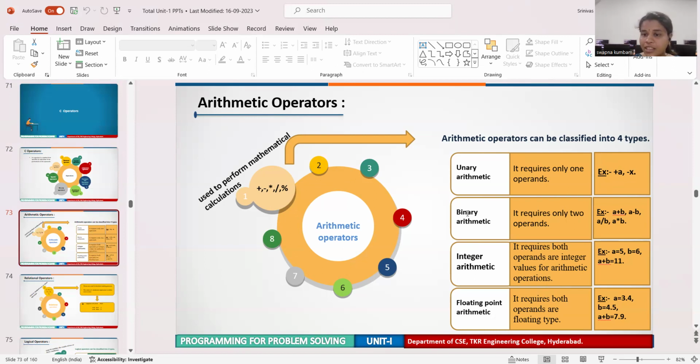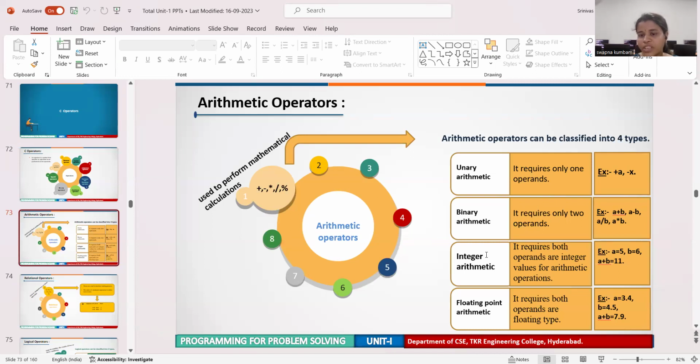When it comes to binary arithmetic, the arithmetic operator operating between two operands is binary, where binary means two. Whenever the operator is between two operands, we call it binary arithmetic. It requires two operands. So a plus b, minus, division, and multiplication, all these operators, when performed between two operands, are called binary arithmetic.